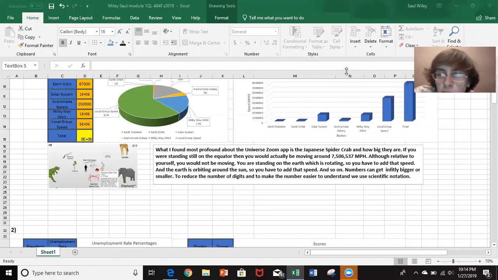Numbers can get infinitely bigger or smaller. To reduce the number of digits and to make the number easier to understand, we use scientific notation.